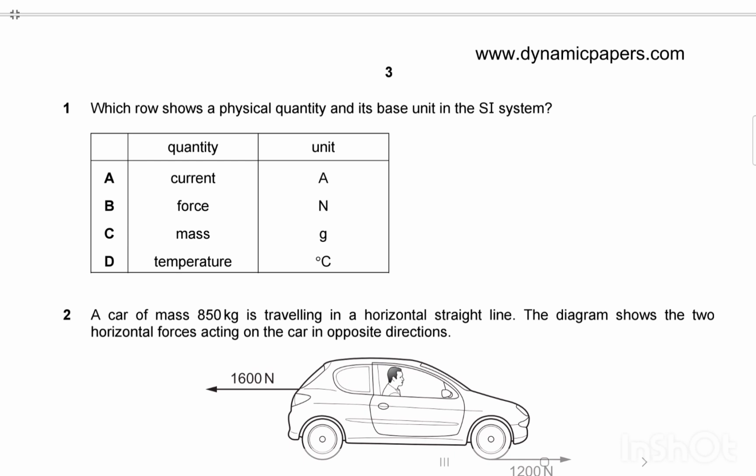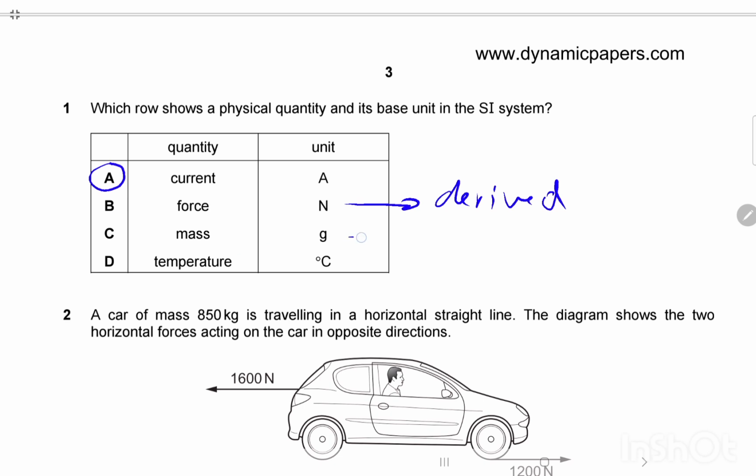Which row shows a physical quantity and its base unit in the SI system? So here you have the quantity, current, ampere, this is the SI base unit. So option A is the correct answer. In option B, force is Newton, this is a derived unit, it's not a base unit.